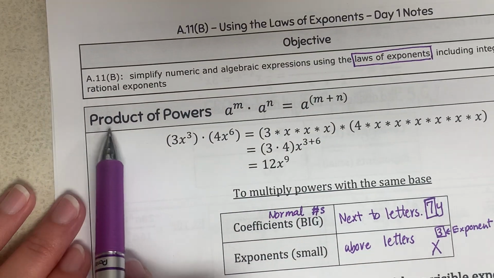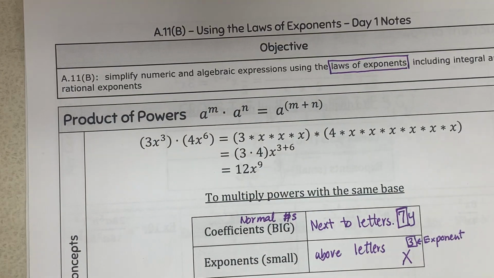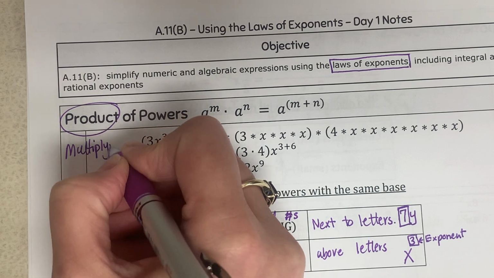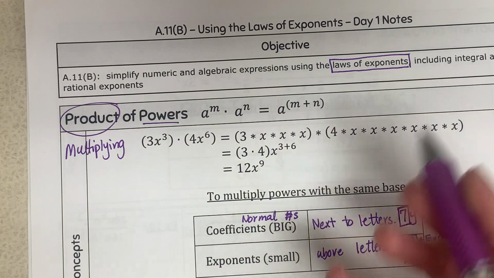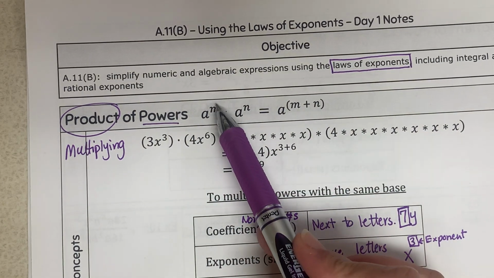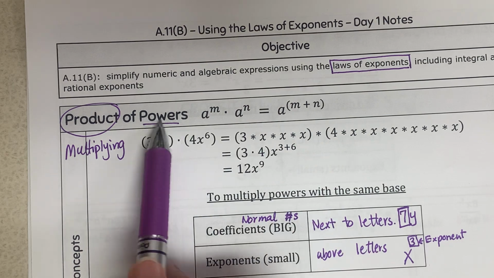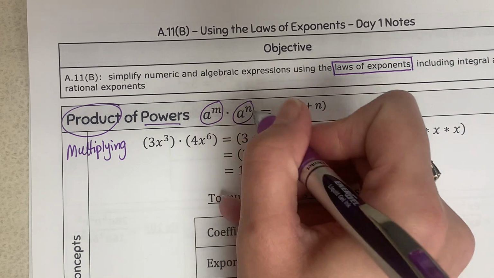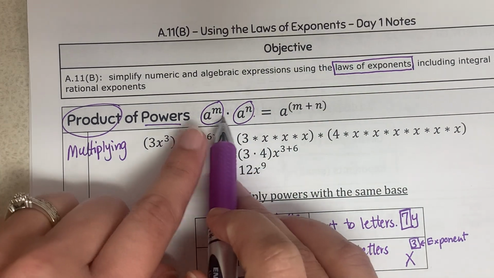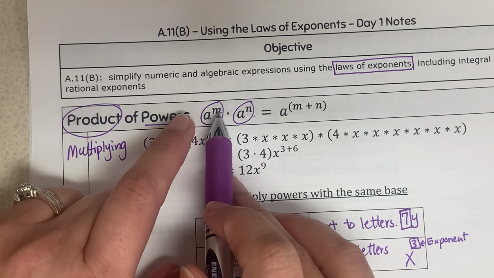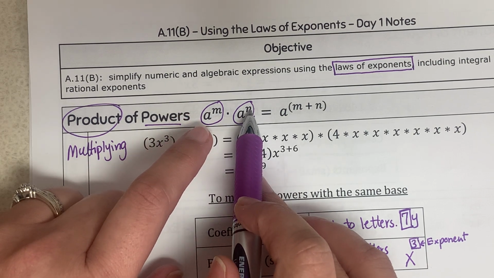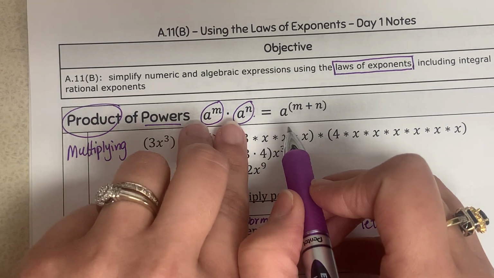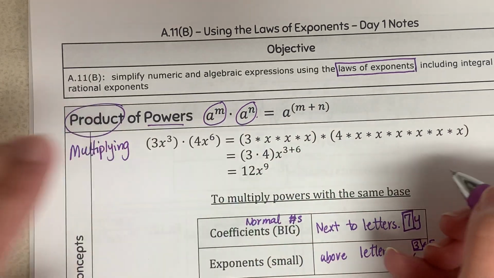The first one that we're working on is the product of powers. What is the product of powers? First, product means multiplying. Powers are the letters with the exponents. So when you see the exponents above the letters, that means it's a power. A to the m is a power, a to the n is a power. And product means when both of them are multiplied: a to the power m multiplied by a to the power n. The rule, the law, says that when the bases are the same, a and a, this is the base.